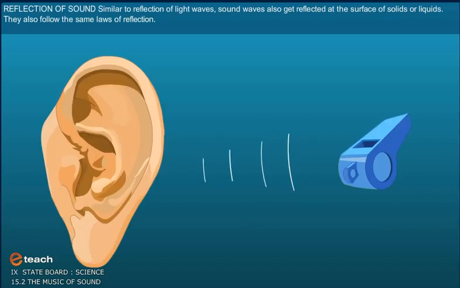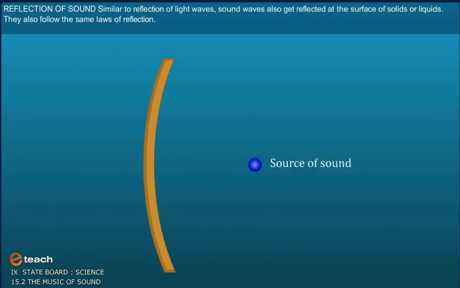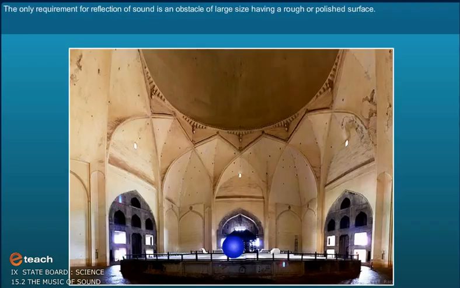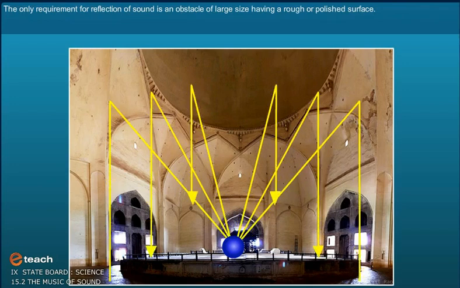Reflection of sound. Similar to reflection of light waves, sound waves also get reflected at the surface of solids or liquids. They also follow the same laws of reflection. The only requirement for reflection of sound is an obstacle of large size having a rough polished surface.